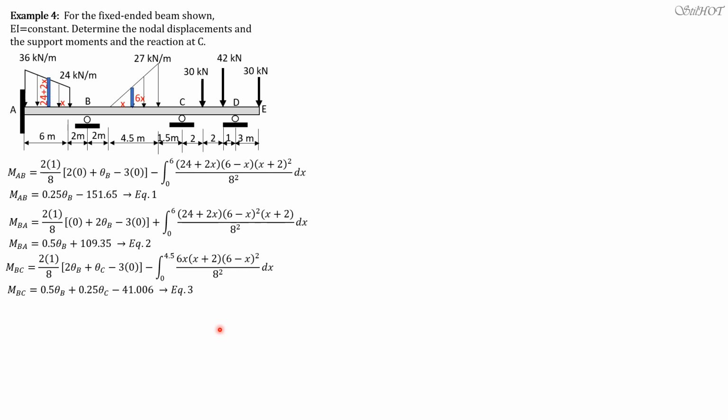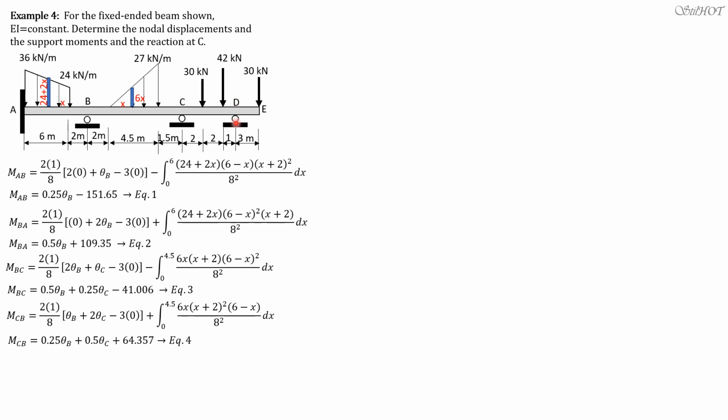Call that equation 3. Then moment CB is 2 times 1 over 8 times quantity theta B plus 2 theta C minus 3 times 0 plus the integral of 6x times dx times x plus 2 squared times 6 minus x over 8 squared. So simplifying, that would be 0.25 theta B plus 0.5 theta C plus 64.357, equation 4. Then we proceed to CD.